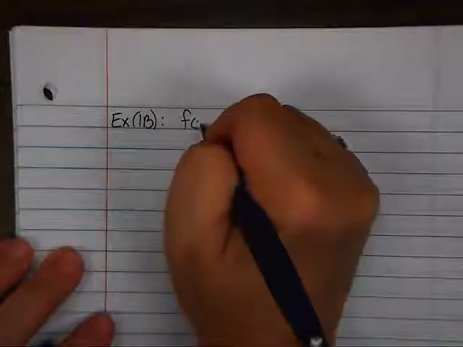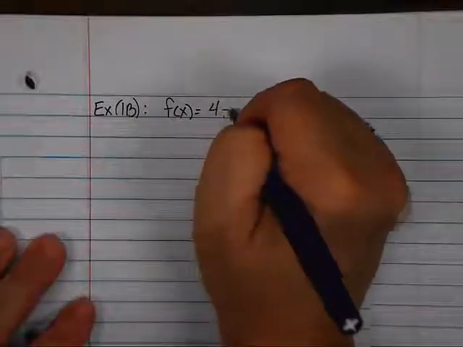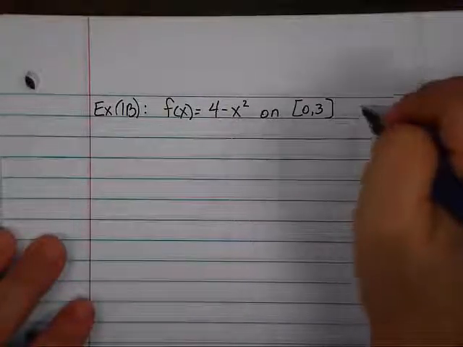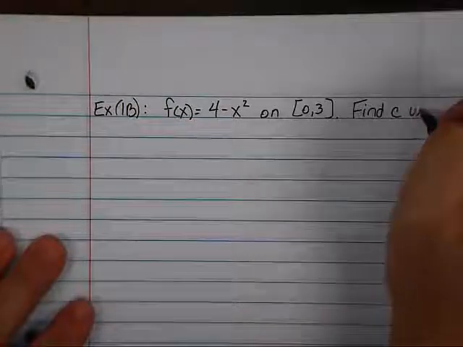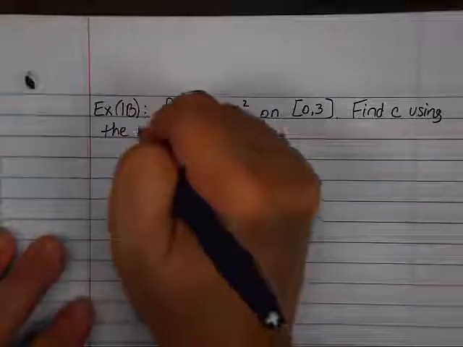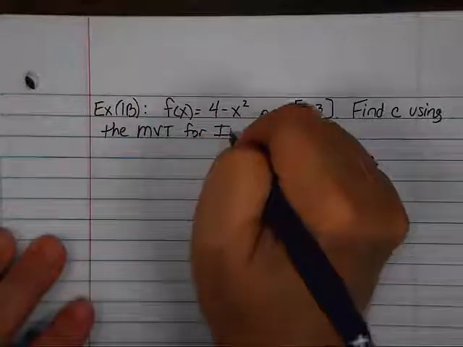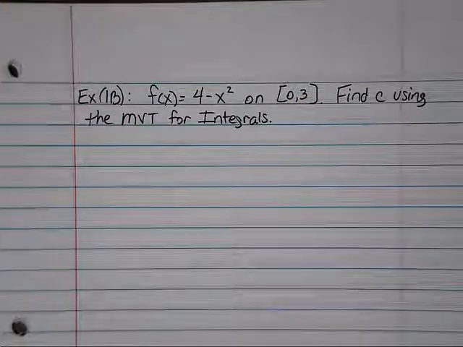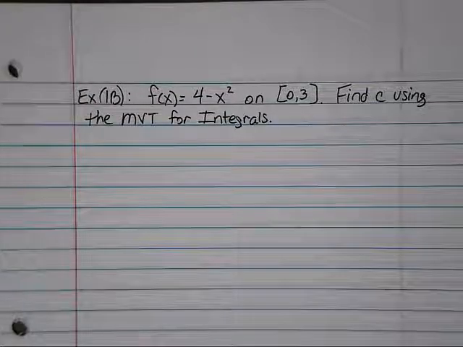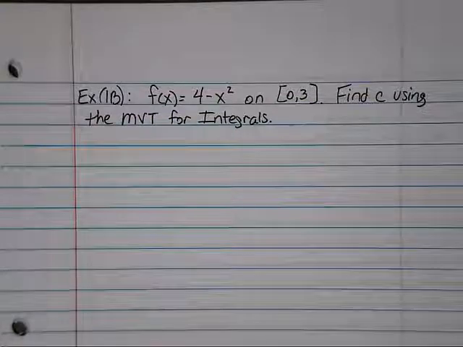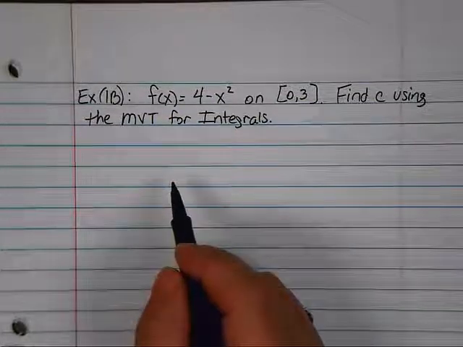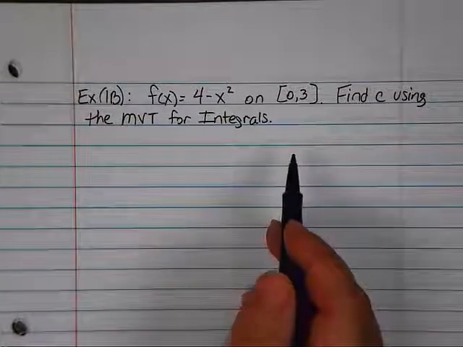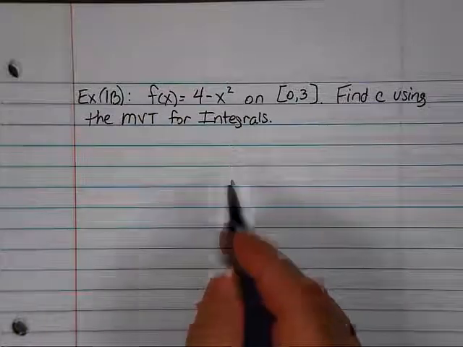We had the function f of x equals 4 minus x squared on the closed interval from 0 to 3. And the directions say find c using the mean value theorem for integrals. Now the formula says that f of c is equal to the average value. So if you haven't already found the average value, the first thing you've got to do is find it.